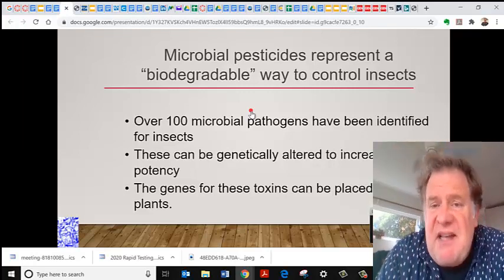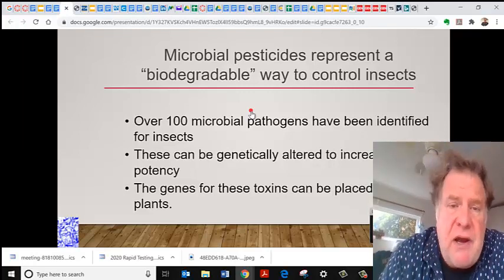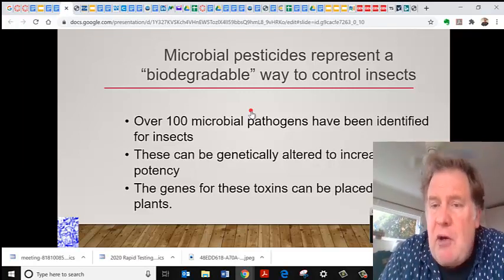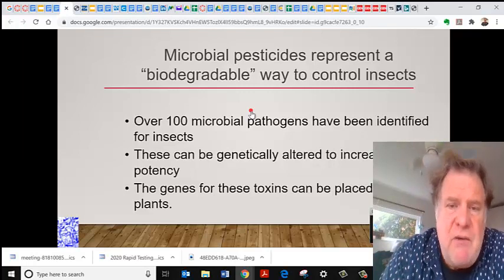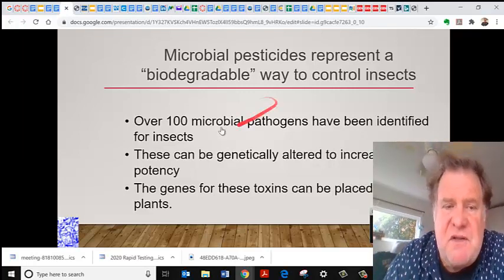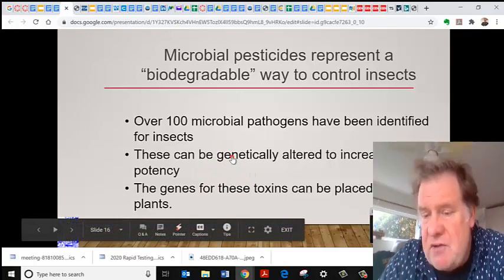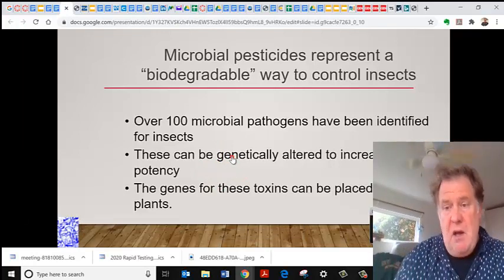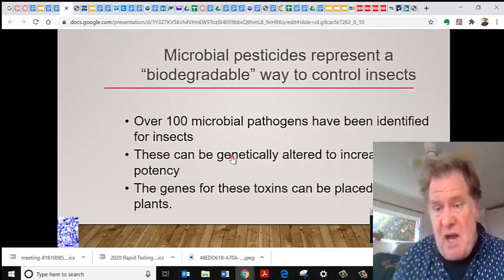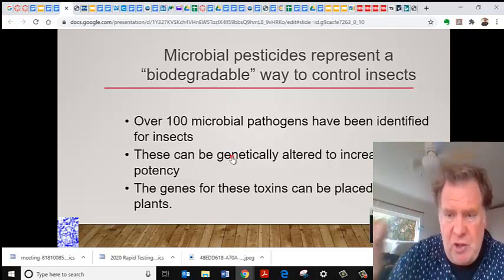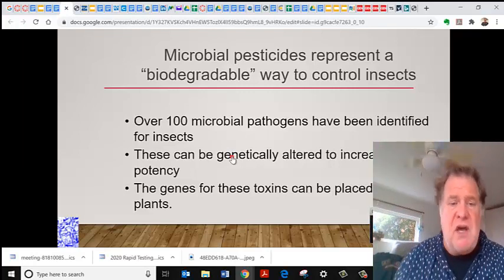Microbial pesticides are ultimate because they are biodegradable. They will totally go away after a bit of time, and they are a great way to control insects. We've identified over 100 microbial pathogens for insects. The great thing about these is they can be genetically altered to increase their potency or increase our ability to control them, so that we could spray the field and it would cause death in that field, but it wouldn't go on to other places.